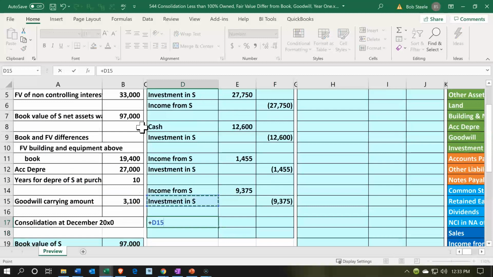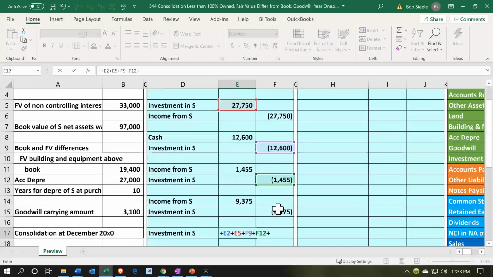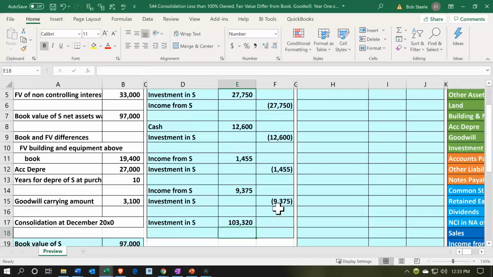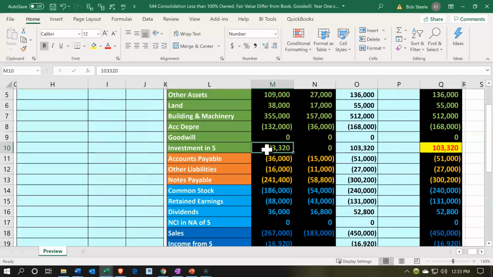So now let's consider our total investment and see if this lines up. Here's the 99 plus the 27,750 plus the credit here plus the credit here plus the credit here. That adds up to 103,320. And so we've reconstructed this 103,320. Let's see the other side.